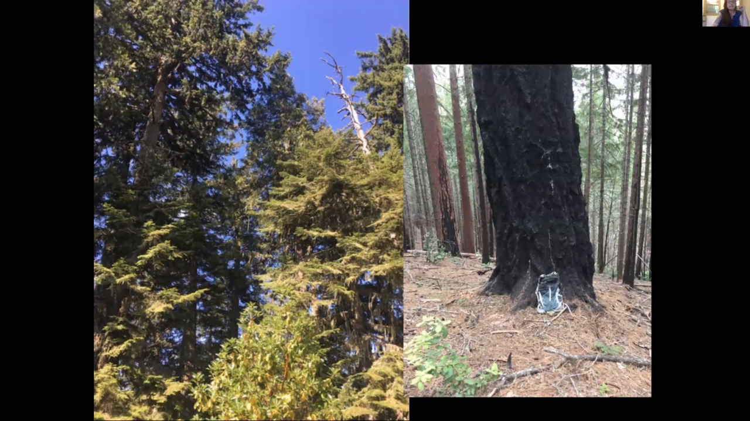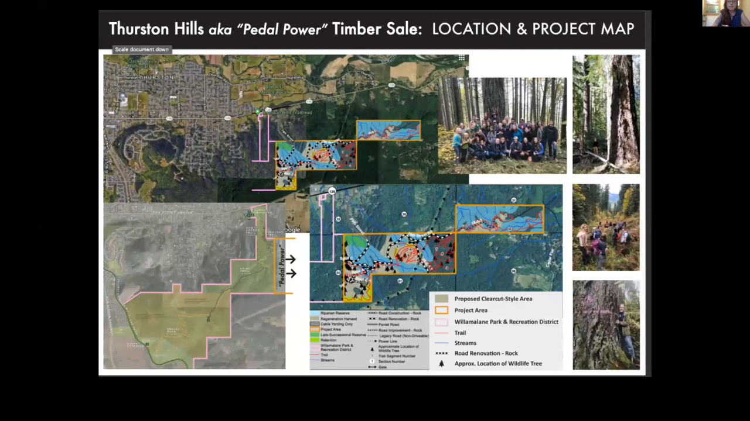And so my last example, I think, just demonstrates a complete misunderstanding of how fire operates on a landscape and the role of fire in a healthy forest. And this is the Thurston Hills timber sale, which is located in Springfield, BLM, and it's the closest public lands timber sale to town, here in Eugene.